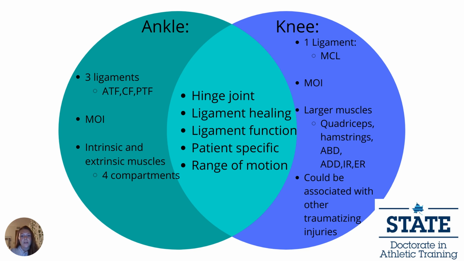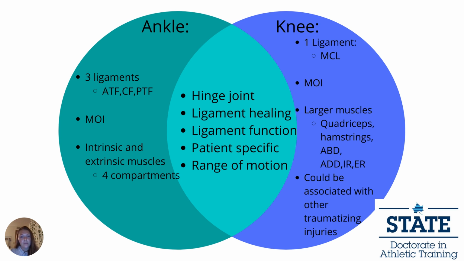Depending on how the patient is functioning and showing us how they can function will determine when we are able to let them return to play. Some differences between the ankle and the knee, again, the ankle has 3 ligaments, while the knee only has 1 on the lateral side. The mechanisms of injury are different. The mechanism for a knee, again, is a valgus force. The ankle is a plantar flexion inversion mechanism.